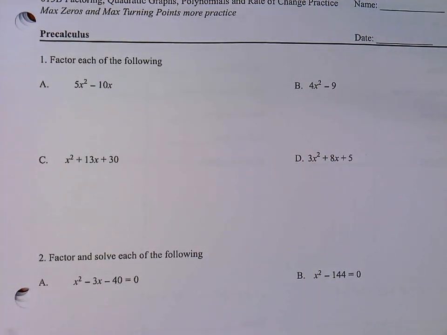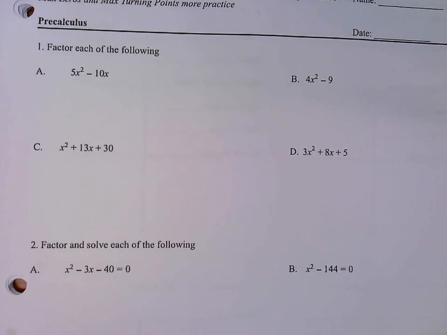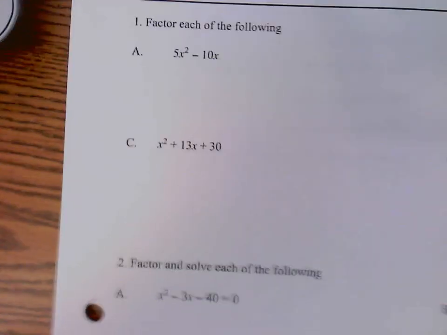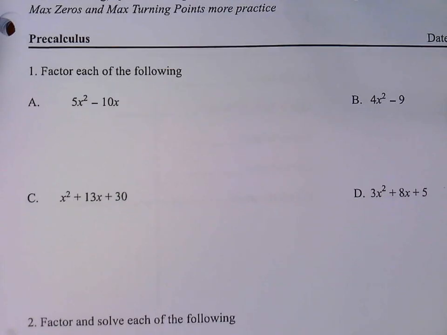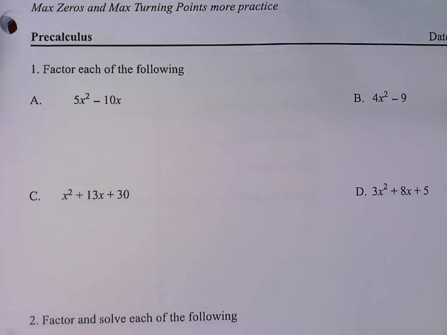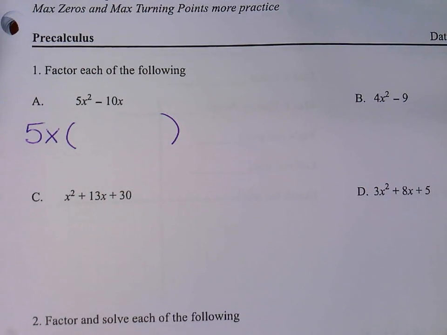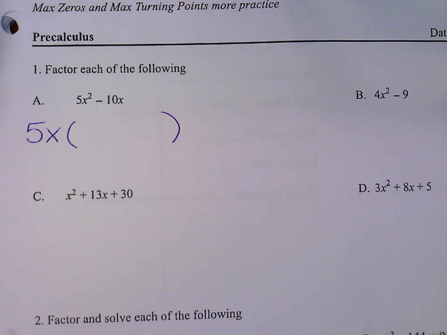Other students? So can someone give me a suggestion? What method should I use for part A to factor this? Greatest common factor. And what is the greatest common factor? 5 and x, right? So when you write a greatest common factor, you're going to pull out 5x from each of those two terms. So if you divide them by 5x, what would you have left?